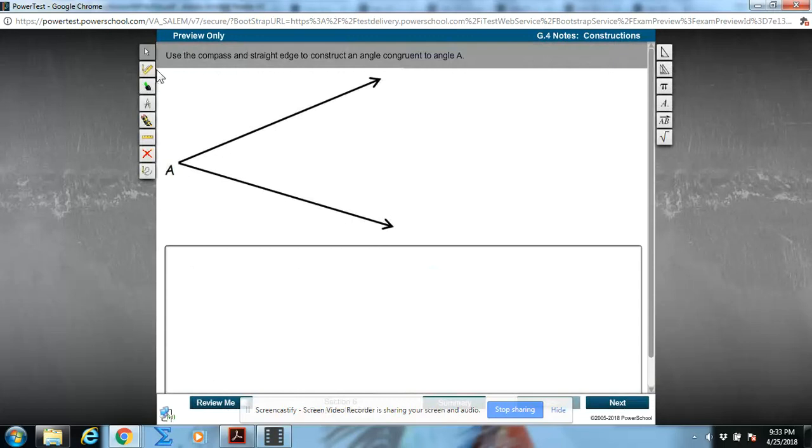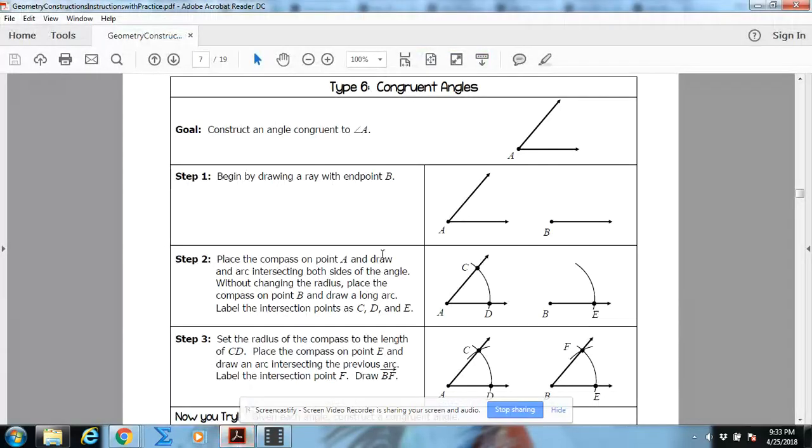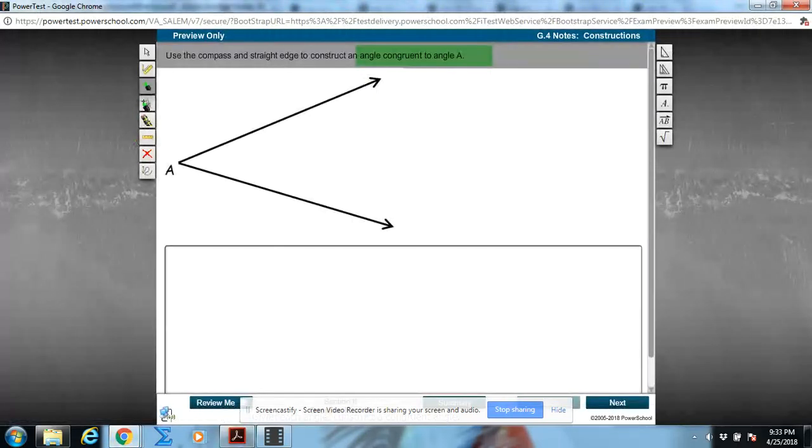All right, our goal is to use a compass and straight edge to construct an angle that is congruent to angle A. We need a congruent angle. All right, let's see. Step 1. Begin by drawing a ray with an endpoint. So I'm going to grab my straight edge tool to draw a ray and fit it right there. Doesn't tell us how long to make it, so I'll just make it nice and long.